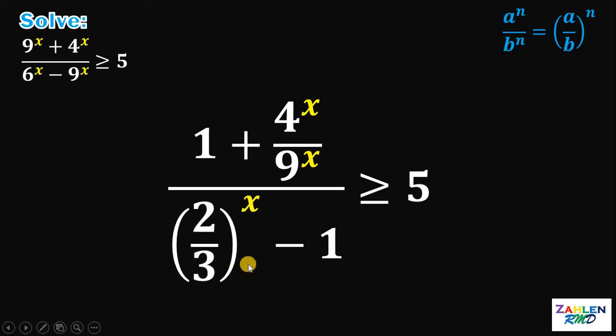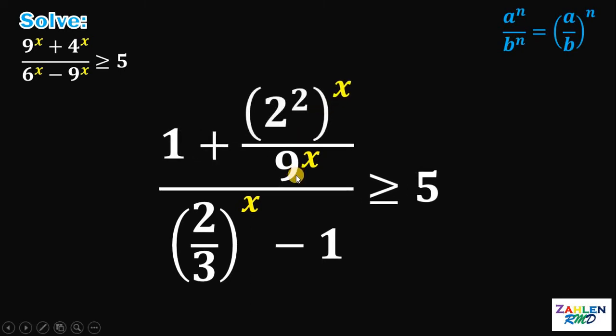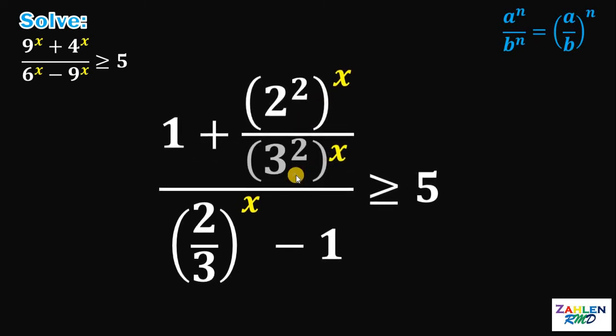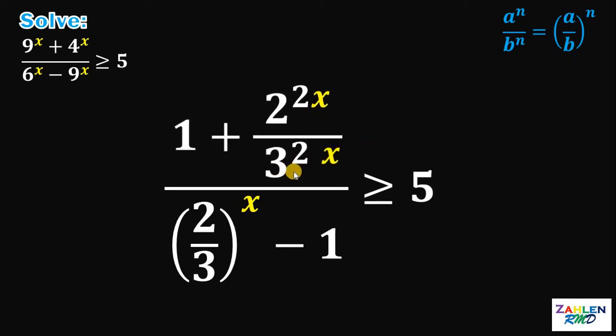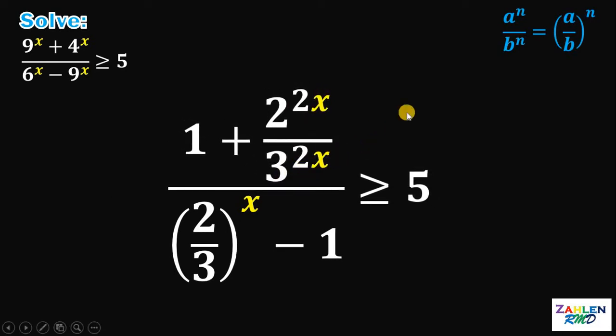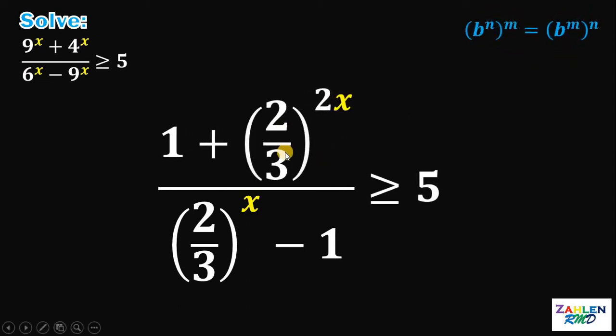Now at this point, notice that 4 can be written as 2 squared and 9 can be written as 3 squared. And 2 squared raised to x can be written as 2 raised to 2x, and 3 squared raised to x can be written as 3 raised to 2x. Now we need to apply again this law of exponent. So this can be written as 2 over 3 raised to 2x.